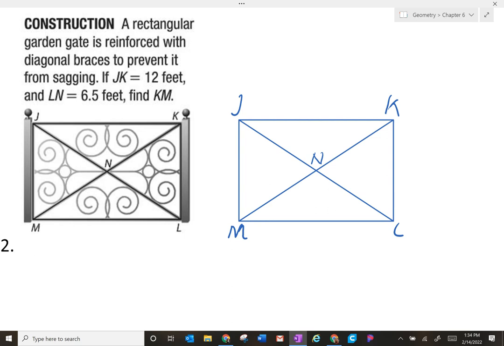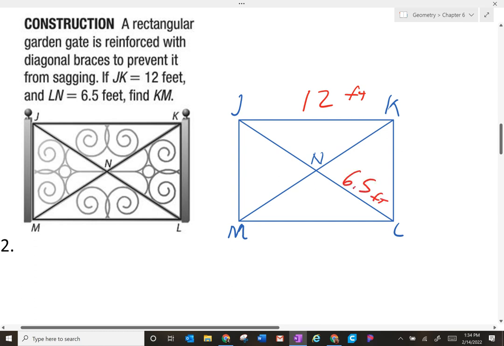I'm going to give you the pieces of information they give us. They tell me 12 feet. They say that LN is going to be 6.5 feet. And they want us to find KM. They want us to find this entire length here.